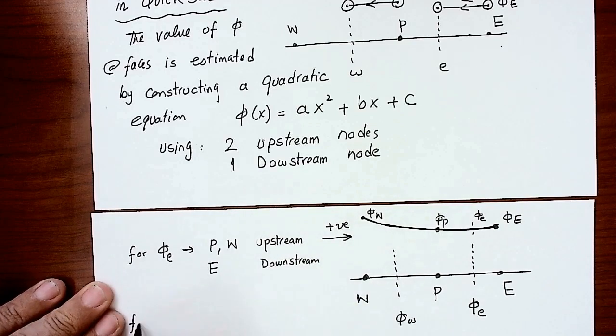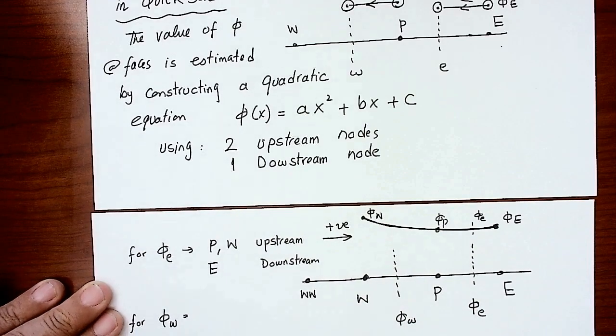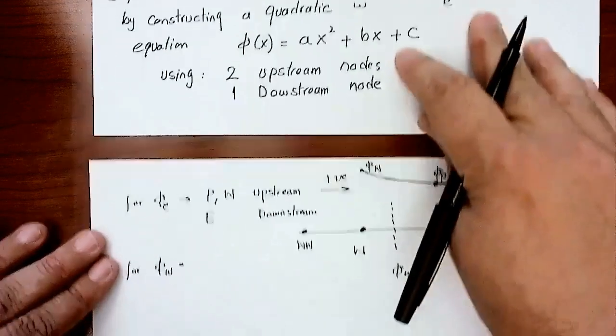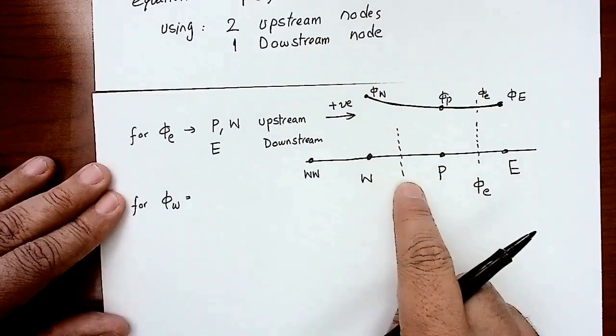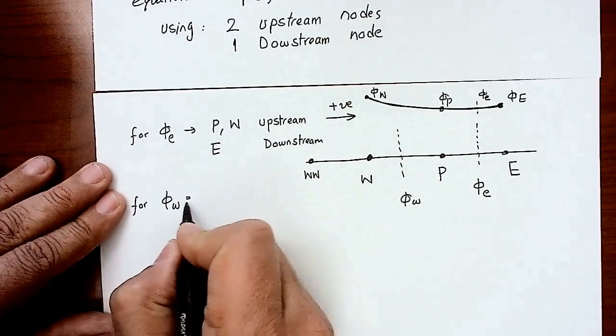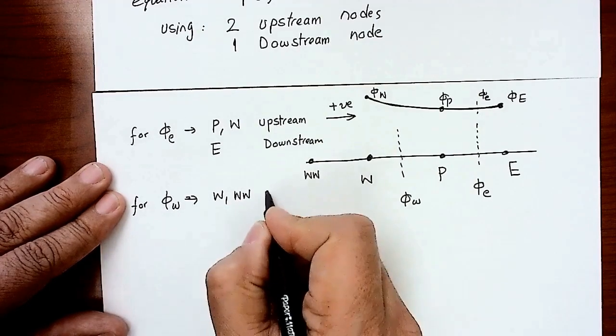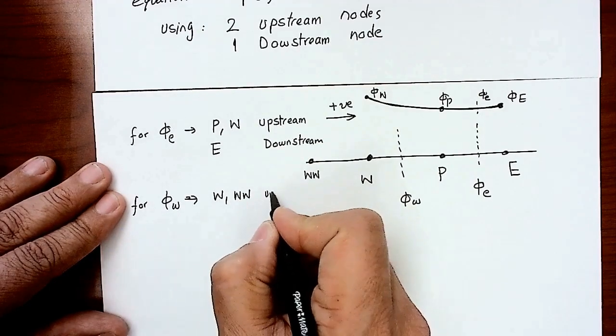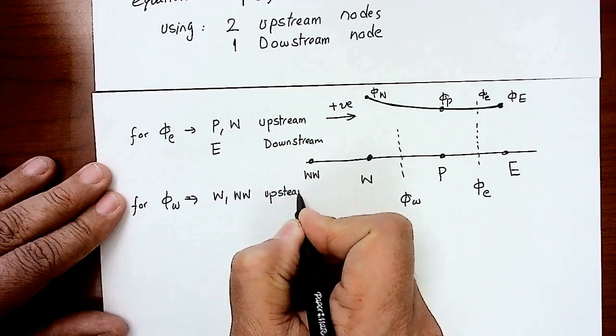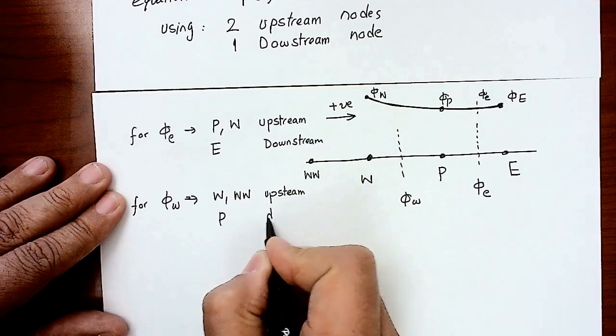If I'm looking for phi of the west face, which is here, right? Now I'm going to need two upstream nodes. I'm going to need another node here. We call that second node west of the west, WW. So if I want to do the approximation for phi of the west face, I'm going to need W and WW, west of west. These two nodes will be the upstream nodes, and P will be my downstream node.